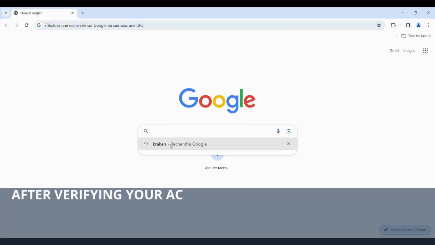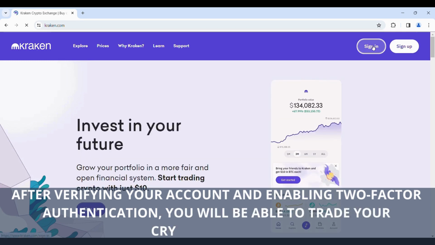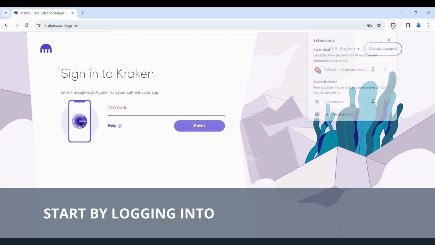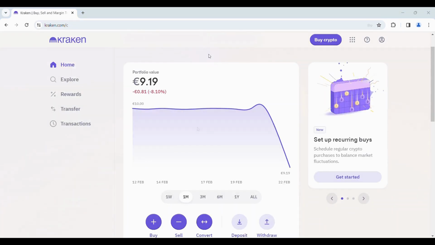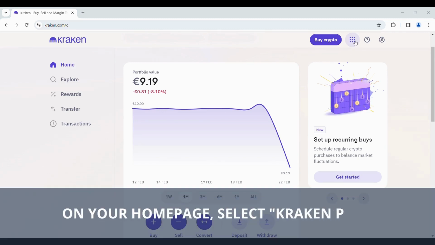After verifying your account and enabling two-factor authentication, you will be able to trade your cryptocurrencies. Start by logging into your Kraken account. On your homepage, select Kraken Pro.